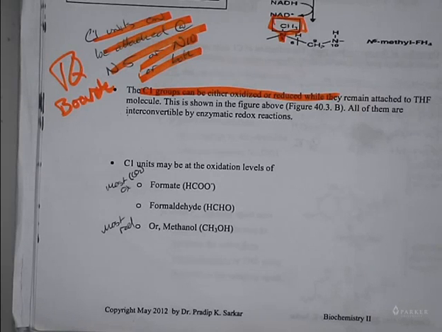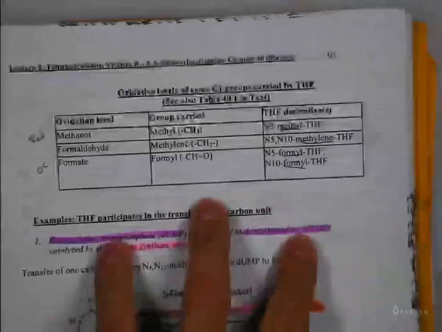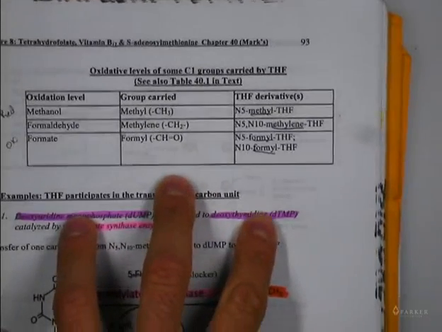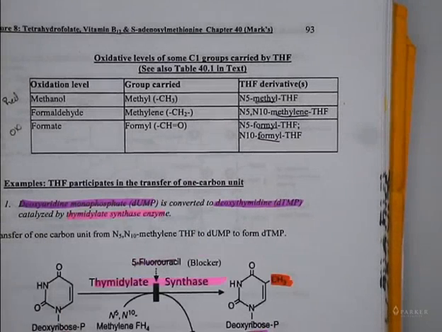Trust me, some of the questions we'll ask, it'll show you N5, methanol, N10, whatever, and it'll say, is this more oxidized or less oxidized than this? So you need to know the order of oxidation of these products. Now, he's given you a nice little chart over here on the top of page 93. Oxidation level methanol, there's a methyl. Methyl should technically be above it.